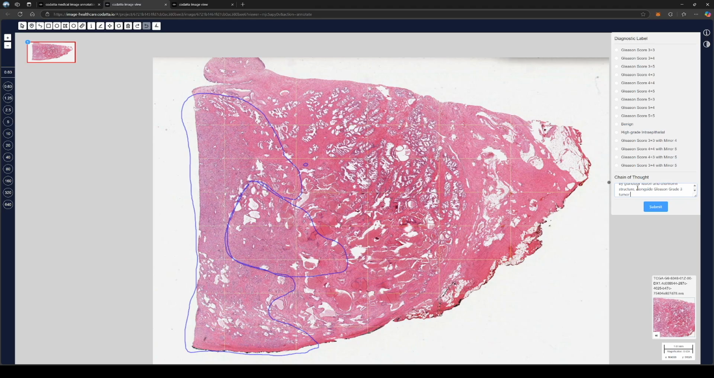With the annotation complete, I save my work, confident that this contributes to improving the dataset's accuracy and utility for future studies. This streamlined process not only enhances precision, but also demonstrates the power of Codatta in enabling high-quality pathology annotations.